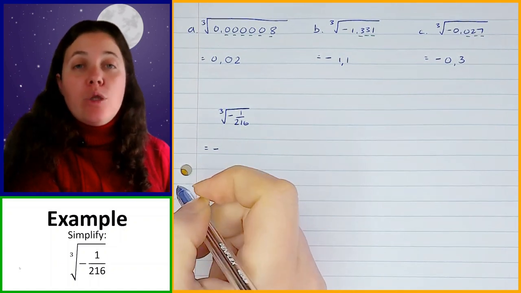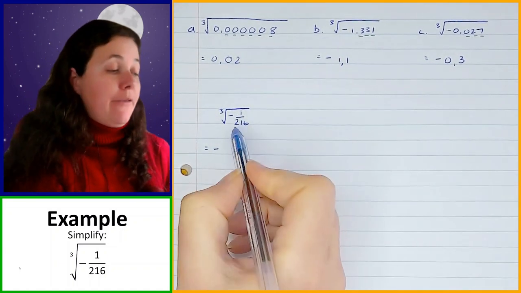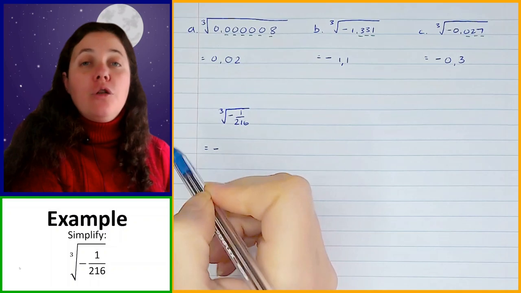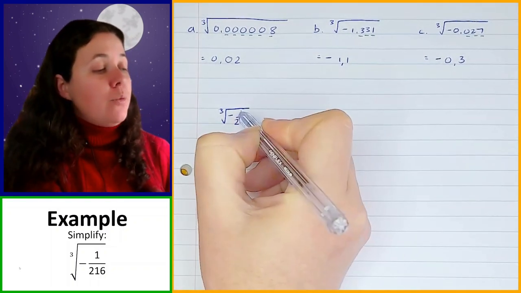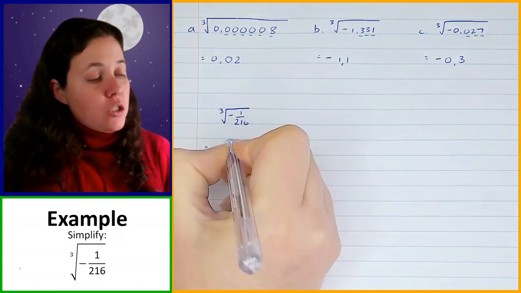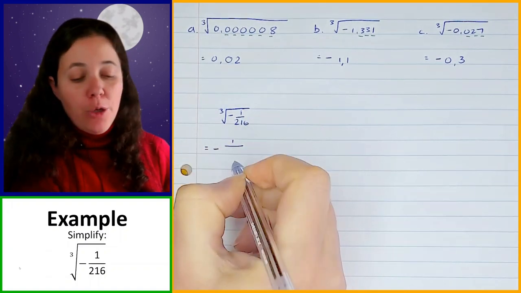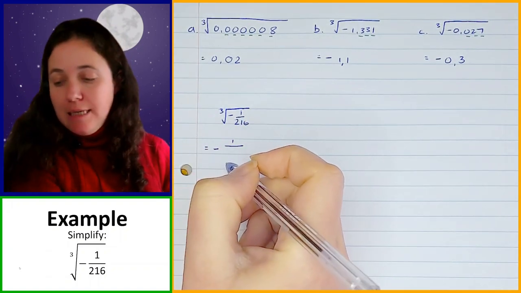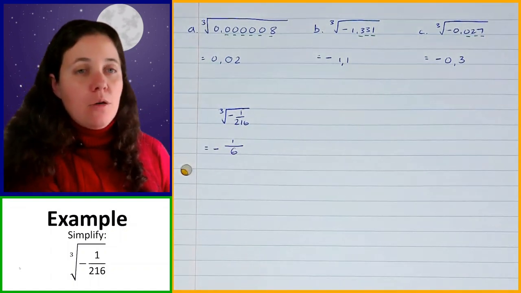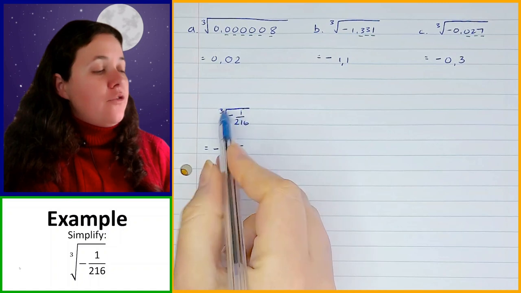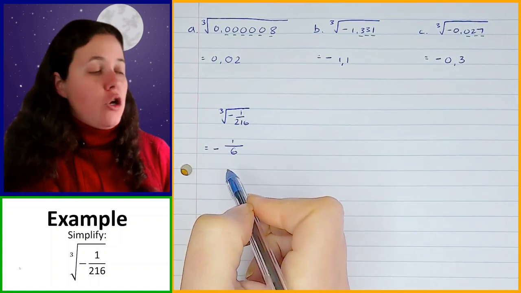And just like when we were cubing a fraction, we had to do the numerator and the denominator. We're going to do the same thing when we are cube rooting. So the cube root of 1 is just 1, and the cube root of 216 is 6. That's what you should get for the cube root of negative 1 over 216.